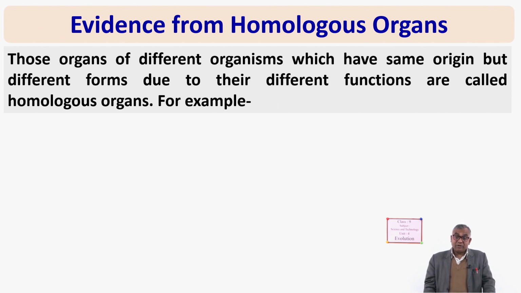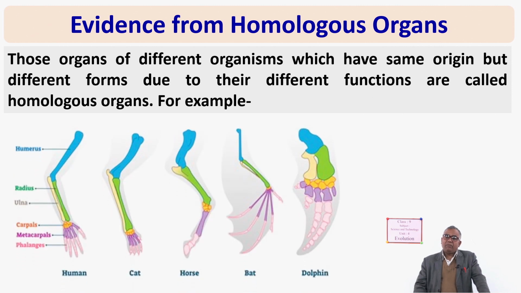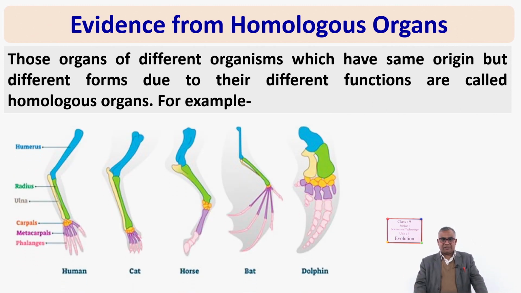I think from diagrams you will understand clearly. But keep in mind, internal structure is the same and external form is different. For example, we are going to see the forelimbs of different animals. You see here, these are forelimbs of different organisms. This one is of a human, this one is of a cat, this one is of a horse, this one is of a bat, and this one is of a dolphin. You can keep a bird here also.